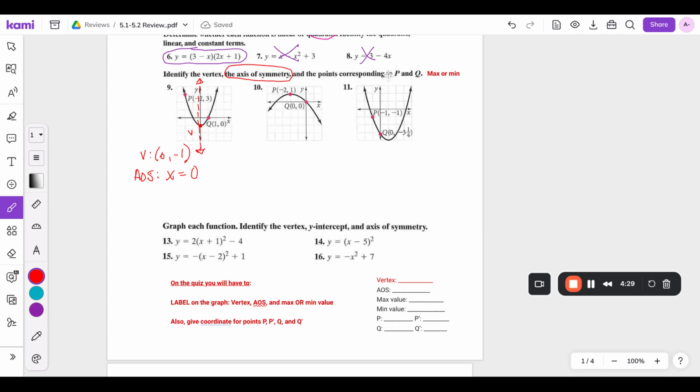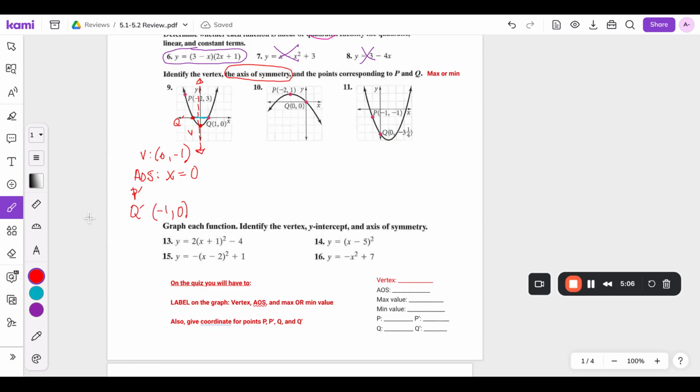Then it says, give the points corresponding to P and Q. So we've got a P prime and a Q prime. You are going to use the axis of symmetry. Look, point Q is 1 unit away from the axis of symmetry on the right. You're going to go 1 unit away on the left side and identify that point as Q prime and give its coordinates. The coordinate here is x is -1, and y is 0.